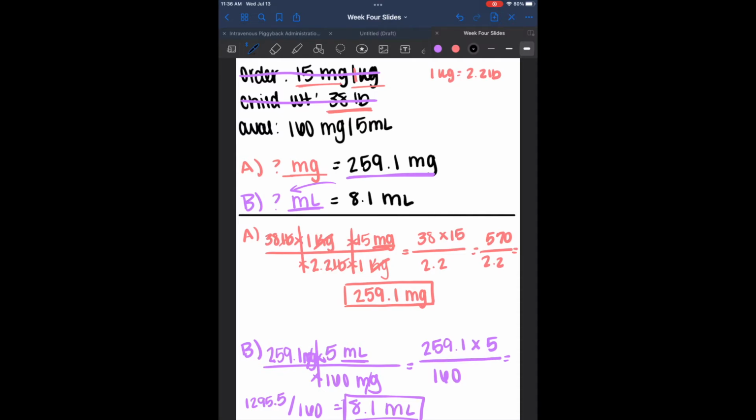And so there's our answers. We figured out that we're going to give our kid 259.1 milligrams, which is going to be 8.1 milliliters based on our available amount of Tylenol.